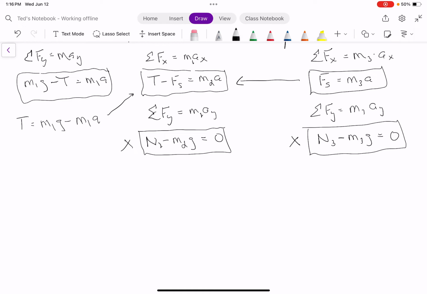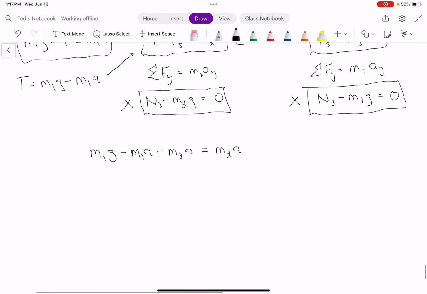So I'm going to take both of these and plug them into this middle equation. So for tension, we have m1g minus m1a. For the spring force, I'm going to put in my minus sign from the equation, and for the spring force, we have m3a. And those 2 together are going to equal m2a.